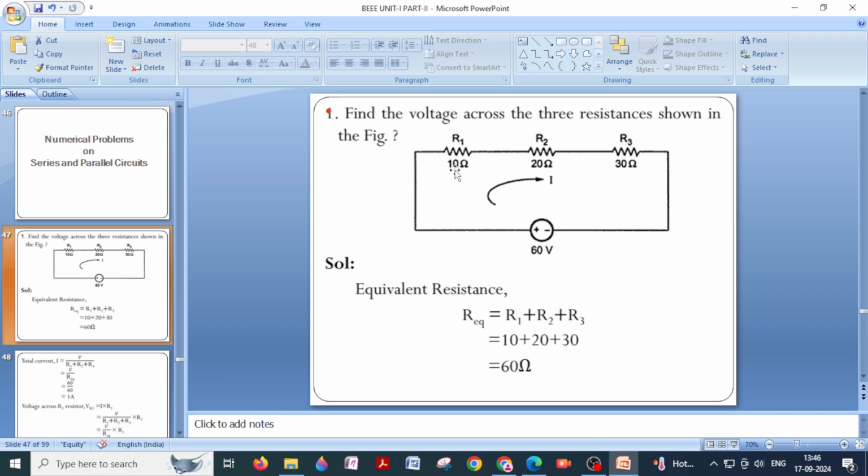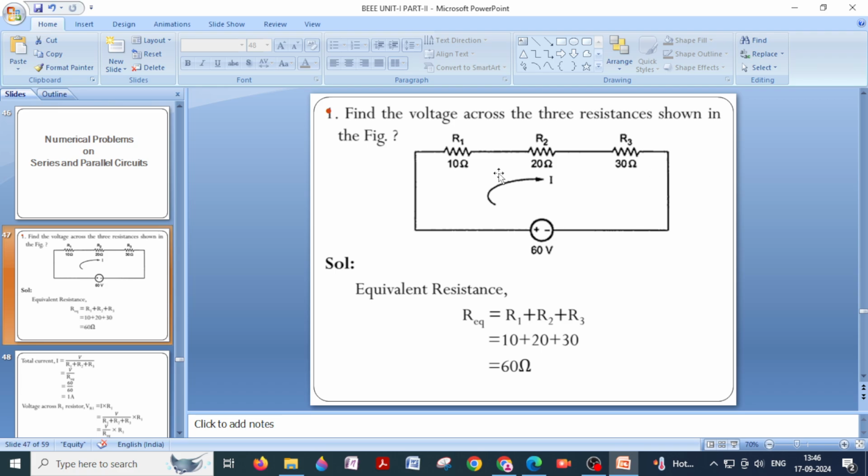And they have asked us to determine voltage across each resistor here: voltage across R1, voltage across R2 and voltage across R3. So first of all, let us determine the I value, the current in all these three elements.